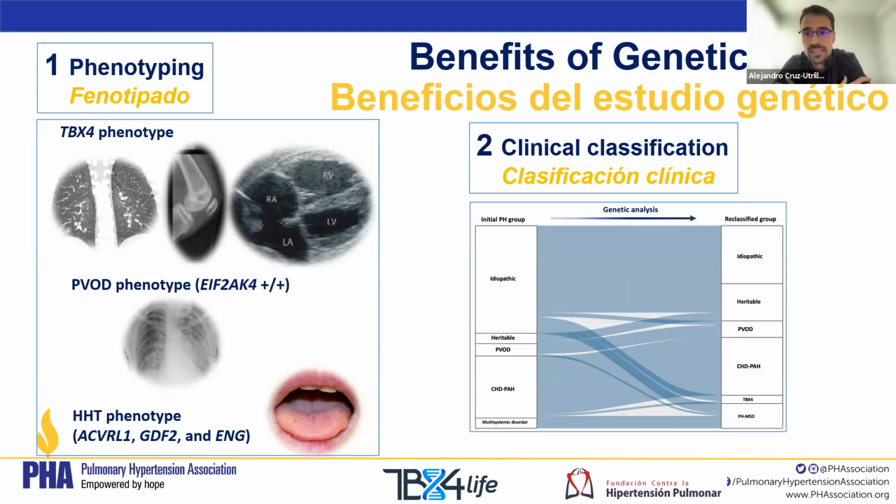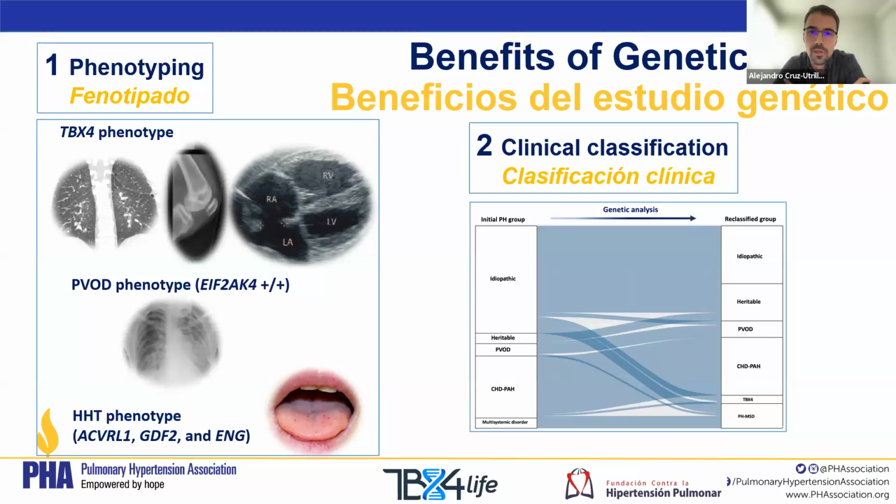And another example is having an HHT phenotype, called hereditary hemorrhagic telangiectasia, and these patients can have nosebleeds since childhood, and they can also have some specific lesions within the mouth or within the lips.